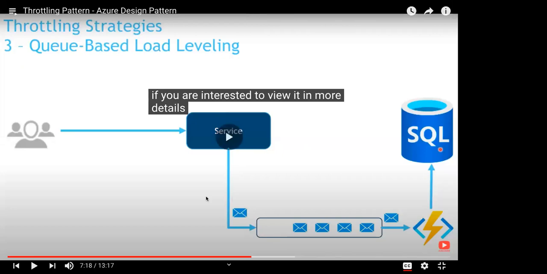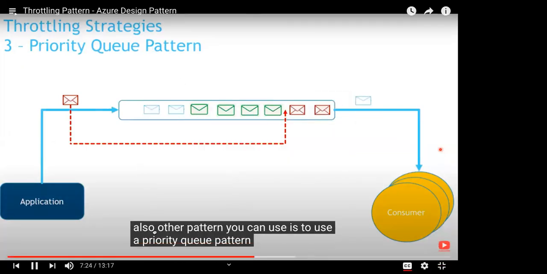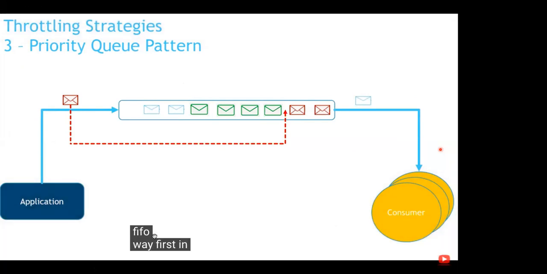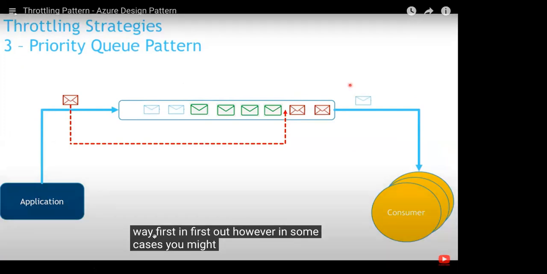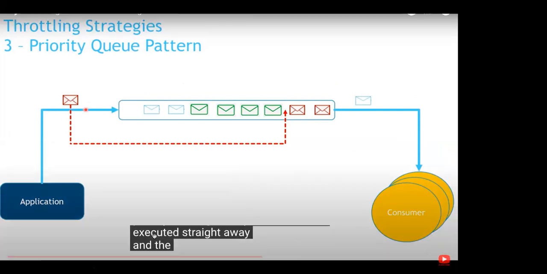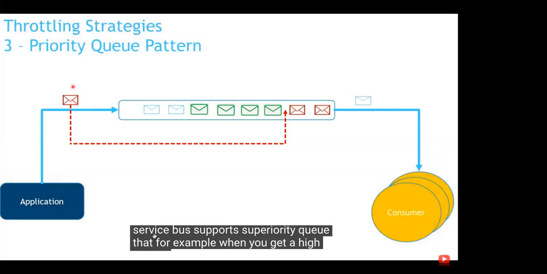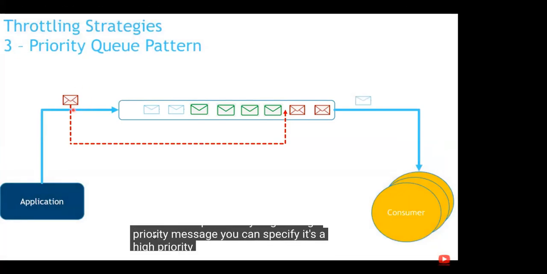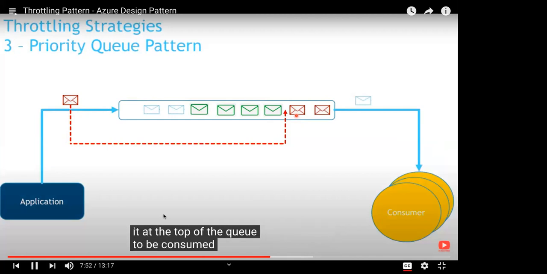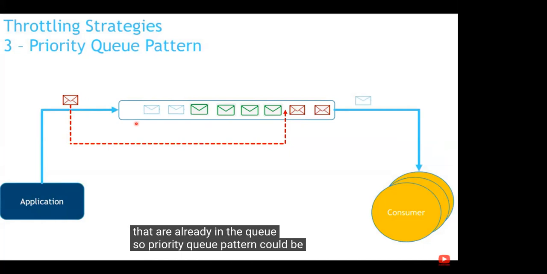Okay. Another pattern you can use is the priority queue pattern. Usually, if you are using a message queue, messages are delivered in a FIFO way, first in, first out. However, in some cases, you might have a really high priority message that you want executed straight away. The good thing is that Azure Service Bus supports priority queues. When you get a high priority message, you can specify it as high priority, so Azure Service Bus is going to place it at the top of the queue to be consumed before other messages that are already in the queue. So the priority queue pattern could be implemented as well.